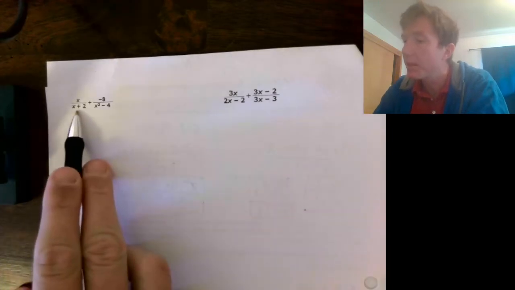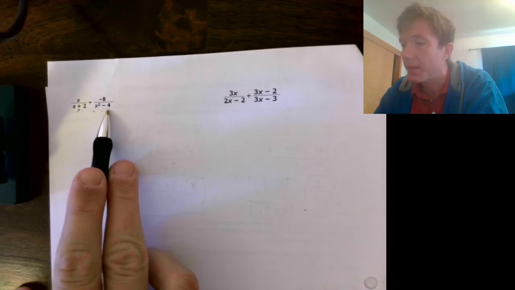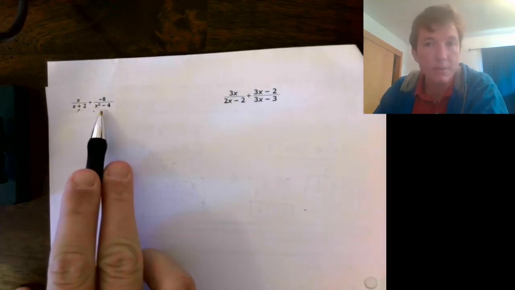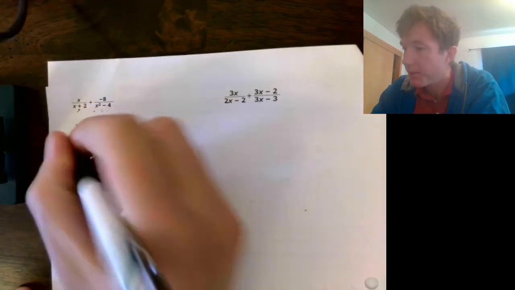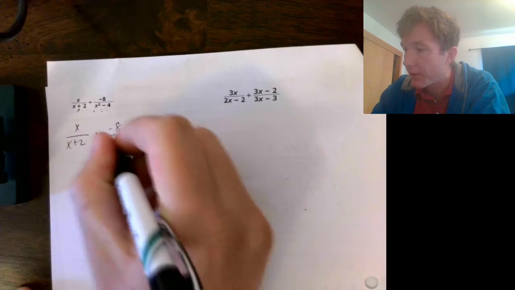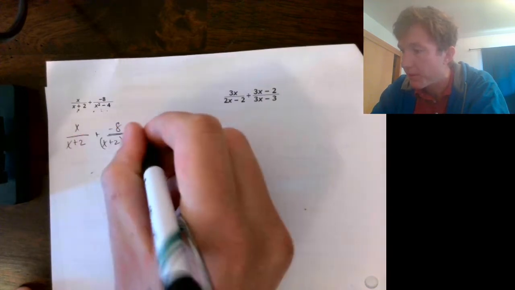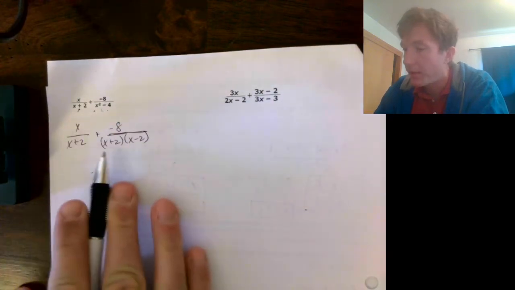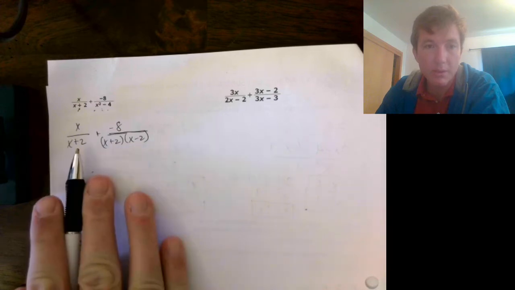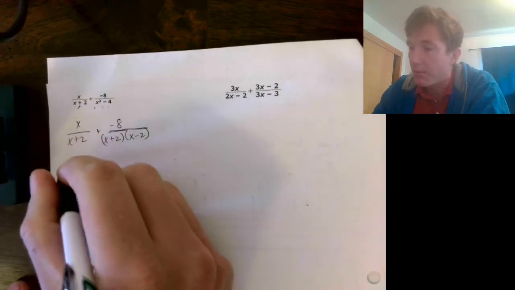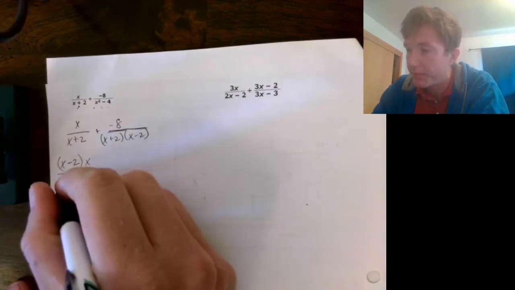So let's look at x over x plus 2 plus negative 8 over x squared minus 4. I see a difference of 2 squares right here, so I'm going to factor that first. So I have x over x plus 2 plus negative 8 over x plus 2 times x minus 2. Now I need to find my common denominators. Looks like the right expression has x minus 2, the left does not have that. So I'll multiply the left side by x minus 2.